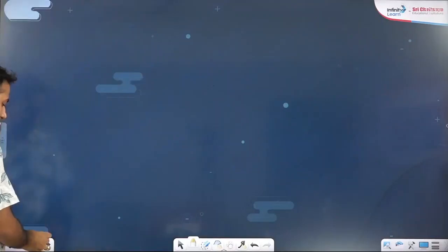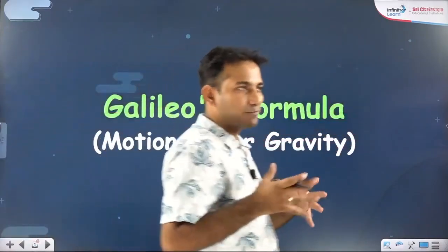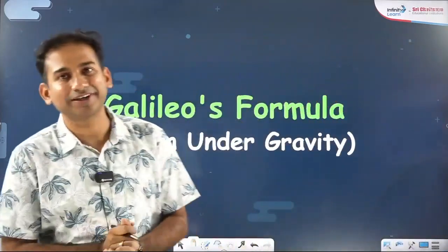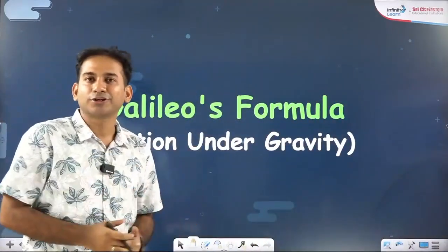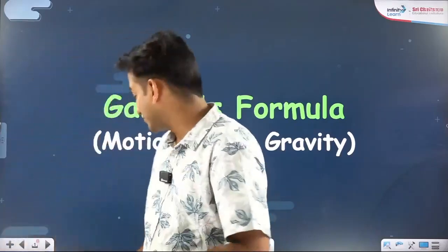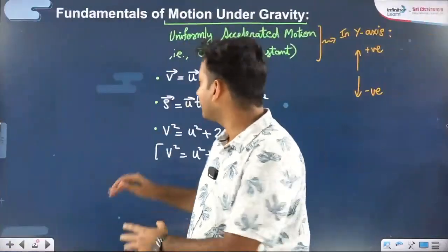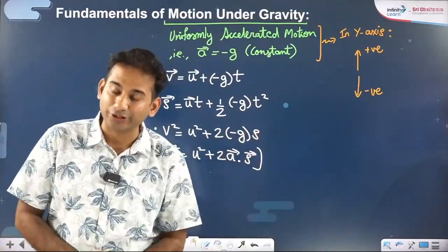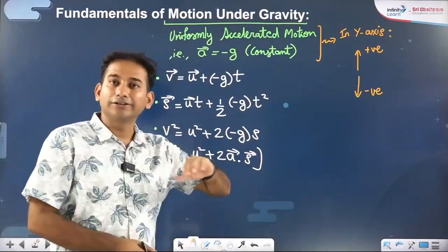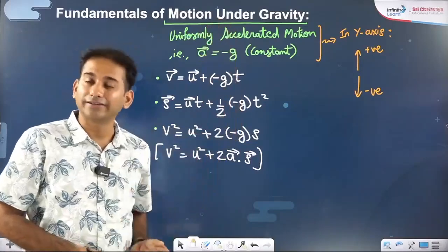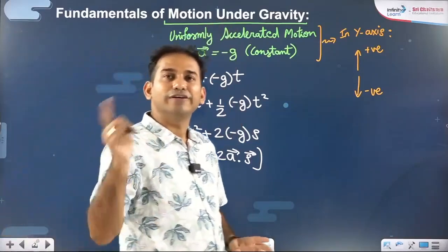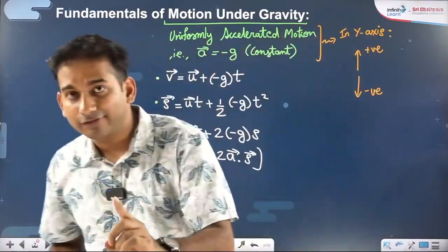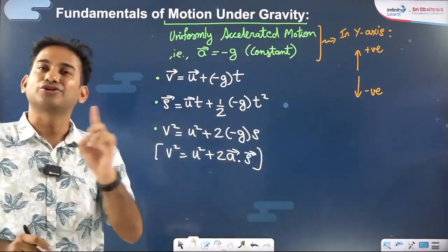So what we have learned today, the very interesting topic, igniting topic today, is Galileo's formula, motion under gravity. Any problem of motion under gravity that comes in the NEET exam or any other exam, you can directly do by the use of basic uniformly accelerated motion equations. Stick with the vector convention that all the upward vectors are positive, all the downward vectors are negative. Since gravity will always act downward, always treat the acceleration as minus g irrespective of direction of motion of the body.